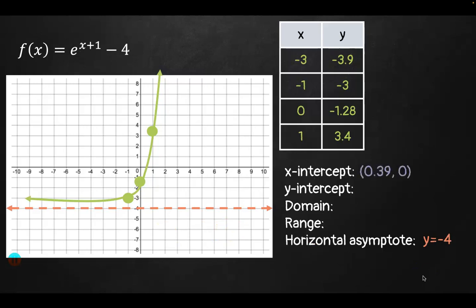Now finding your x-intercept, it's not a nice point here. You're going to have to go to the calculator and trace that 0. Remember, 0 is another name for your x-intercept. You're going to get 0.39. Your y-intercept you can get from your table, which is -1.28. Domain, again, all real numbers. And my range, again based off of my horizontal asymptote of -4. Notice that it is a parenthesis, so it's not including -4, going all the way towards positive infinity.